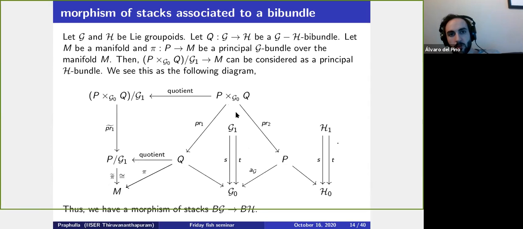But here the situation is slightly different. What you do is you consider the projection map, and do a quotient by G1 on both sides. There is a typo. This is Q. So Q mod G1 is isomorphic to M, similar to the case of principal G bundles. P mod G is isomorphic to M. So here it's the same thing. The projection map induces a map on the quotient space. So this becomes a principal H bundle. The action of H on P induces an action of H on this quotient, giving a principal H bundle. So this is the way you associate a Morrison stacks for a bibundle.